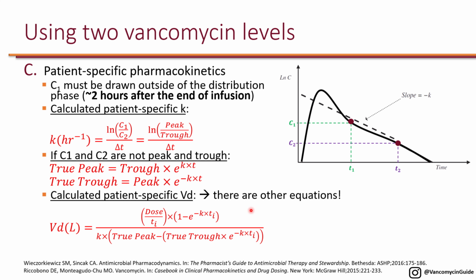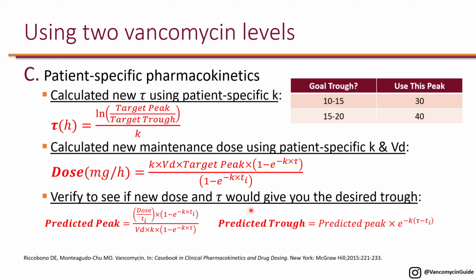levels. And then after we get this volume of distribution and the k, we also need to calculate a new tau. Now this is assuming that the previous dose was not giving us the levels that were at goal. And then you can recalculate the tau using the new k that we calculated. And then we calculate a new dose using the tau and everything that we so far calculated. So the new k, the new volume of distribution. And then for the peak here, we put the target peak from this table, and then negative k and tau. So tau will be the tau that we calculated here, and then 1 minus e to the negative k times ti. For ti, we can just plug in 1 since we don't know what the dose is yet.